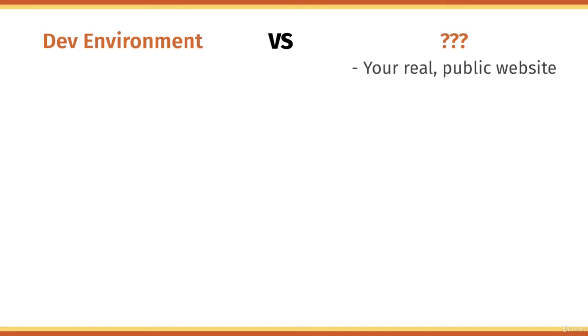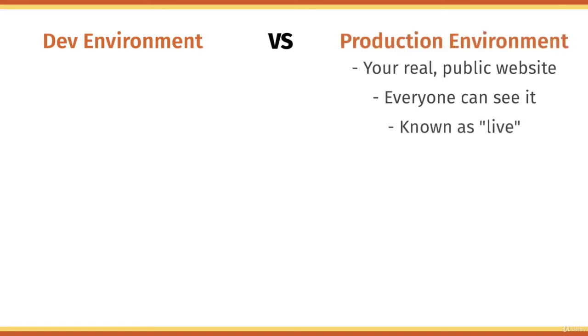So in the past, you might have purchased a domain name, like your own .com or .org, and you might have also purchased a web hosting plan and used WordPress to create a website. In the industry, we refer to that real website that the entire world can see as your live environment or your production environment.